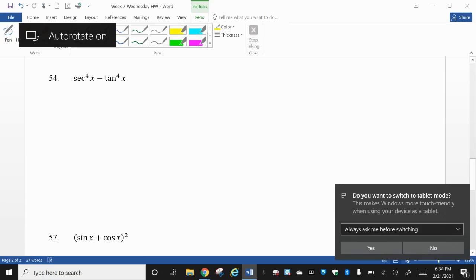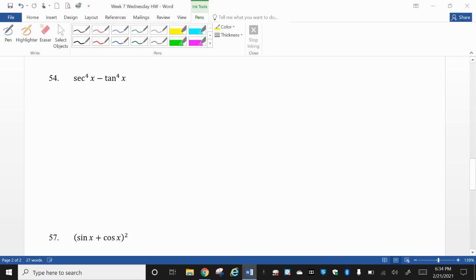Move on to secant to the 4th of x minus tangent raised to the 4th of x. So this is actually a difference of perfect squares. It's sort of like this. Let me show you guys.